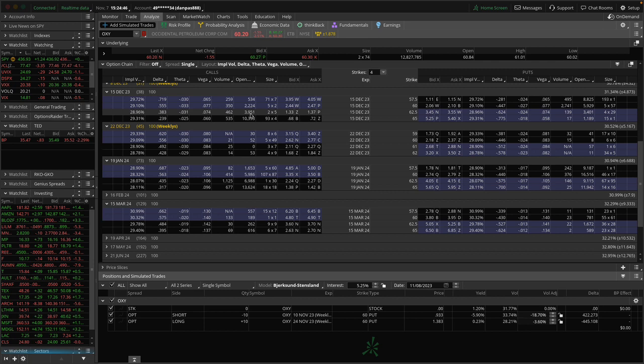Now, if there's thousands of contracts that have been opened and there's some volume on the day, that's a good sign that it's pretty liquid and you should be able to get in and out of it. No problem to probably middle the market pretty well.